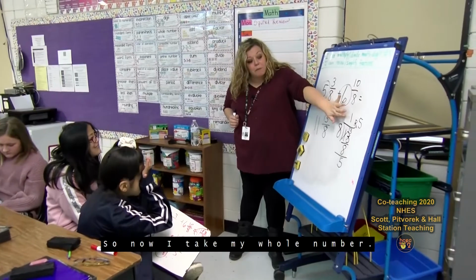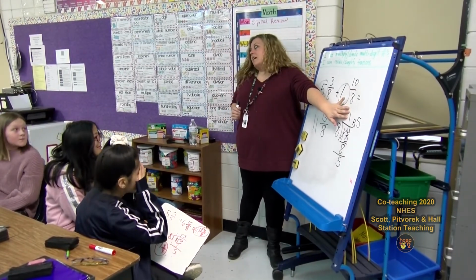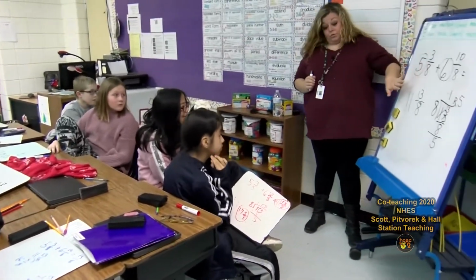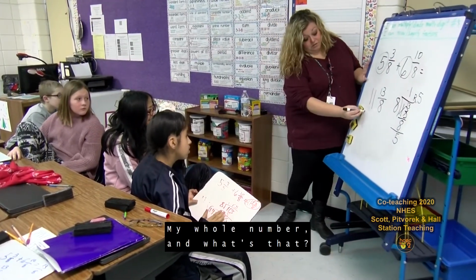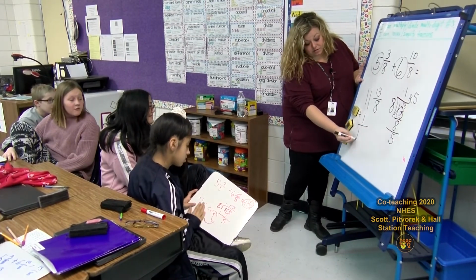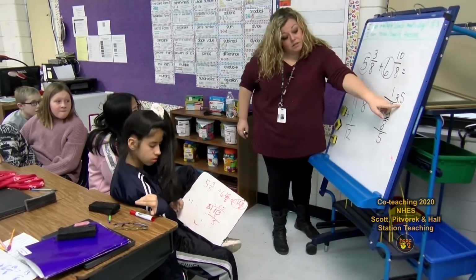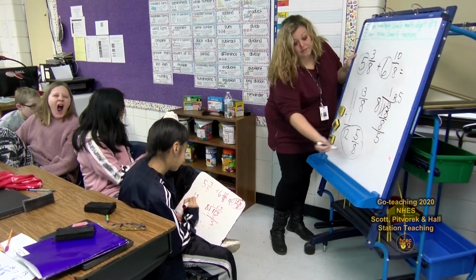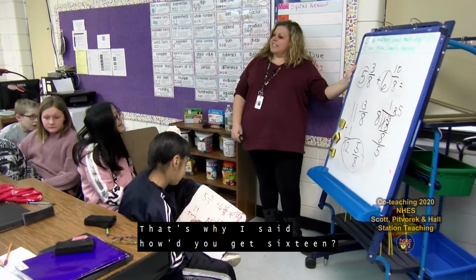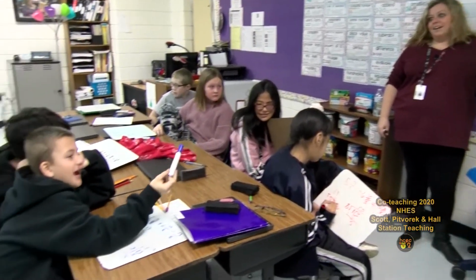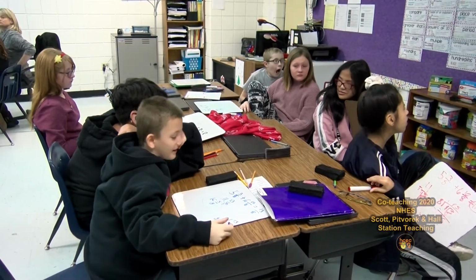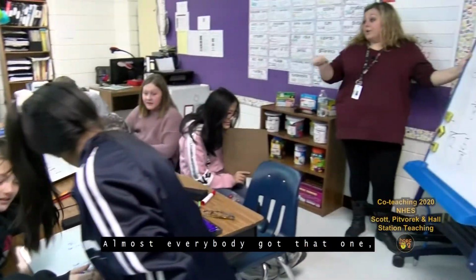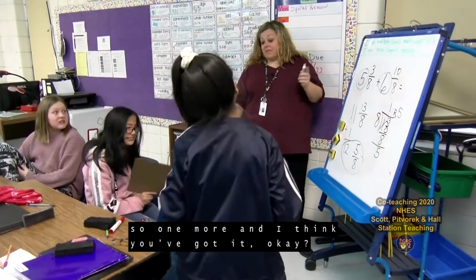So now I take my whole number. Caden, what do I do with that whole number? What's the other number that I add it to? And what's that? And how many's left? 5/8. That's why I said, how'd you get 16? You better add again. Almost everybody got that one, so one more and I think you've got it, okay?